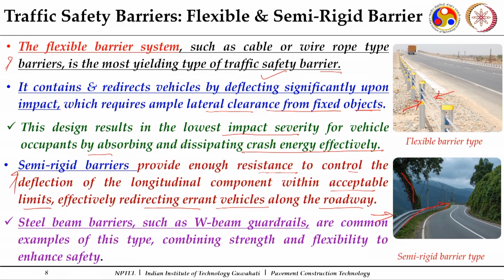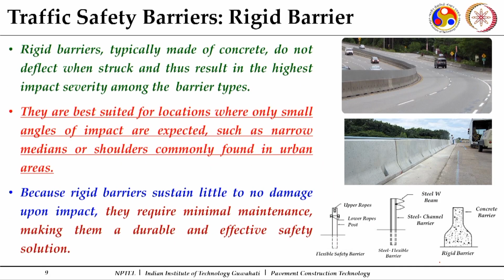So, steel beam crash barriers, as I mentioned, are either double beam or tri-beam ones. Double beam guardrails, of which this is an example, are common examples of this type, combining both strength and flexibility to enhance safety. So, this comes under the category of semi-rigid barrier type.